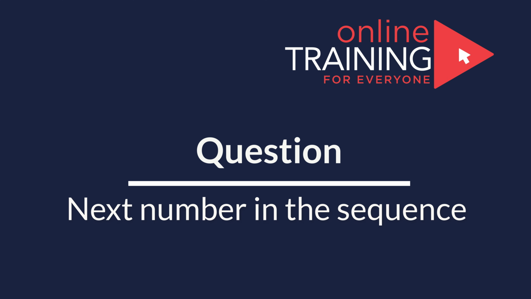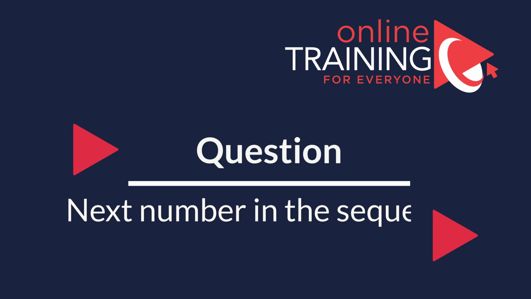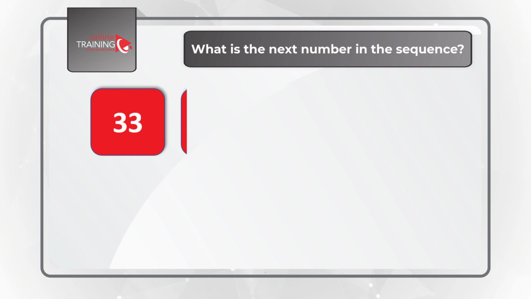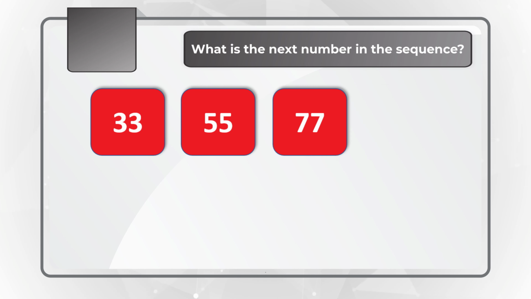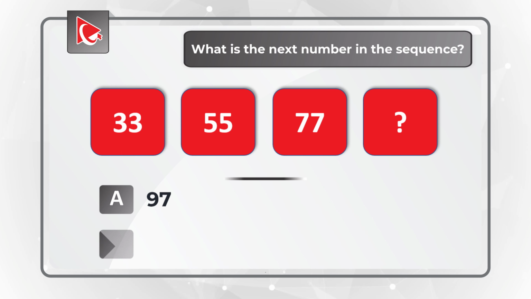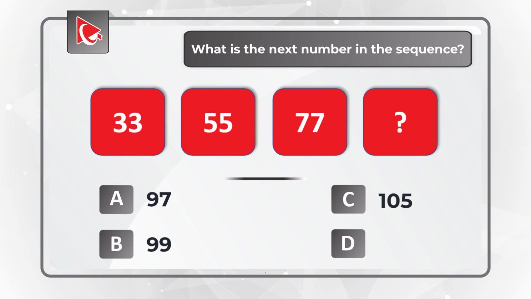Would you like to try your own skills now to see how well you can solve the challenge? This is your opportunity to find the next number in the sequence. You are presented with 3 different numbers, 33, 55, 77, and 1 number is missing. You have 4 different choices to select the solution. Choice A, 97, Choice B, 99, Choice C, 105, and Choice D, 107. Give yourself a little bit of time to see if you can solve this challenge.